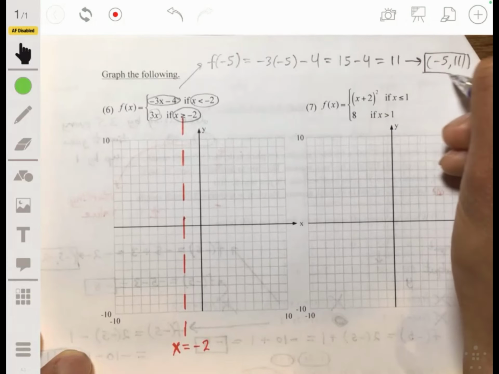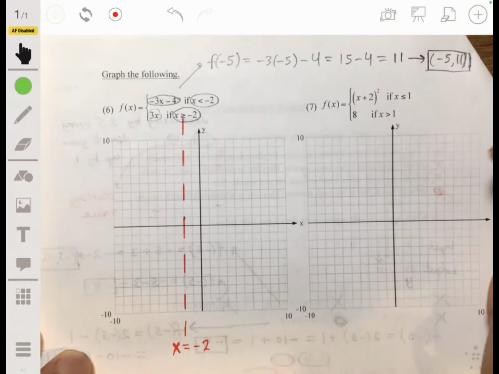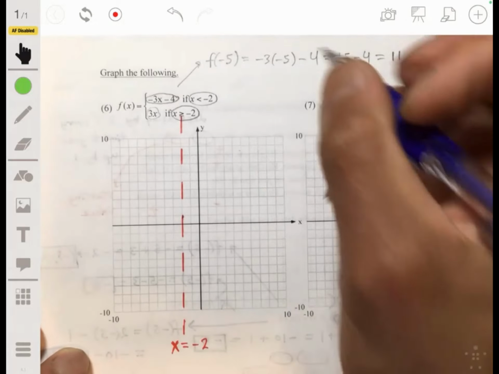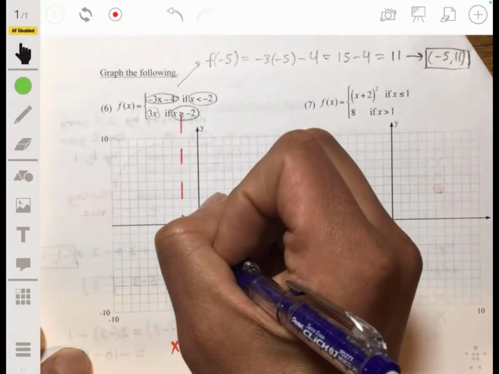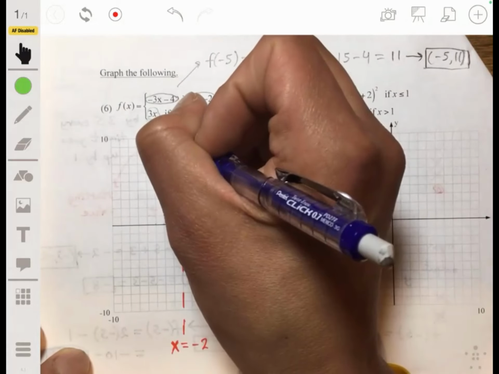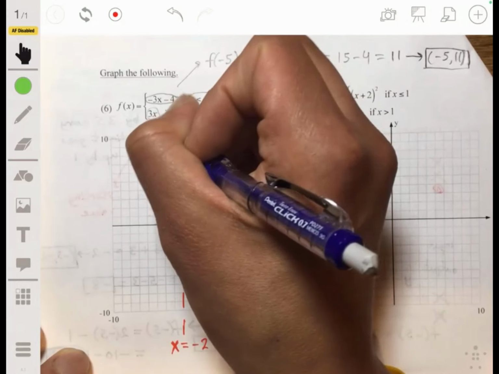Whoa. What's going on here? So negative 5 comma 11. 1, 2, 3, 4, 5, negative 5 comma 11. Something like over there.